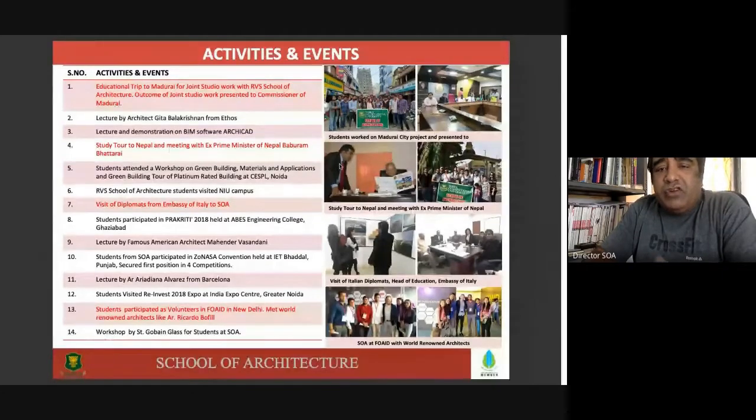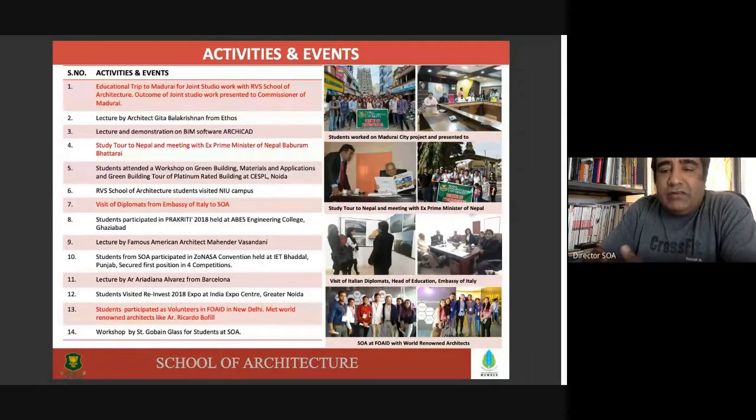This is the Prime Minister of Nepal. Here is, of course, I think Ms. Federica can connect, the diplomat from the Italian embassy, the friend from the embassy of Italy in Delhi. They visited our campus. We had a very useful interaction. I'm talking about before lockdown, before COVID.